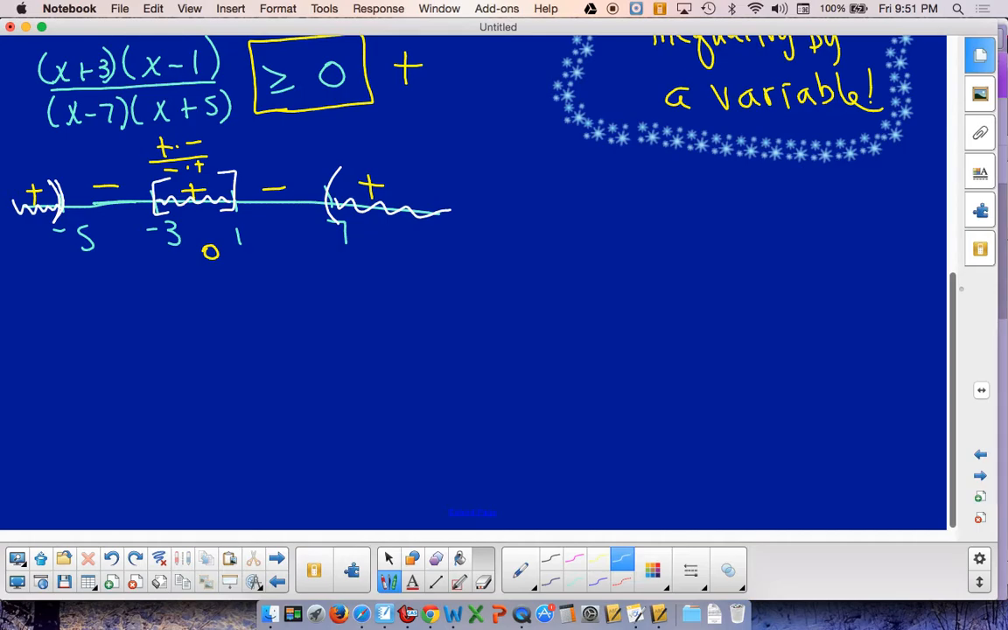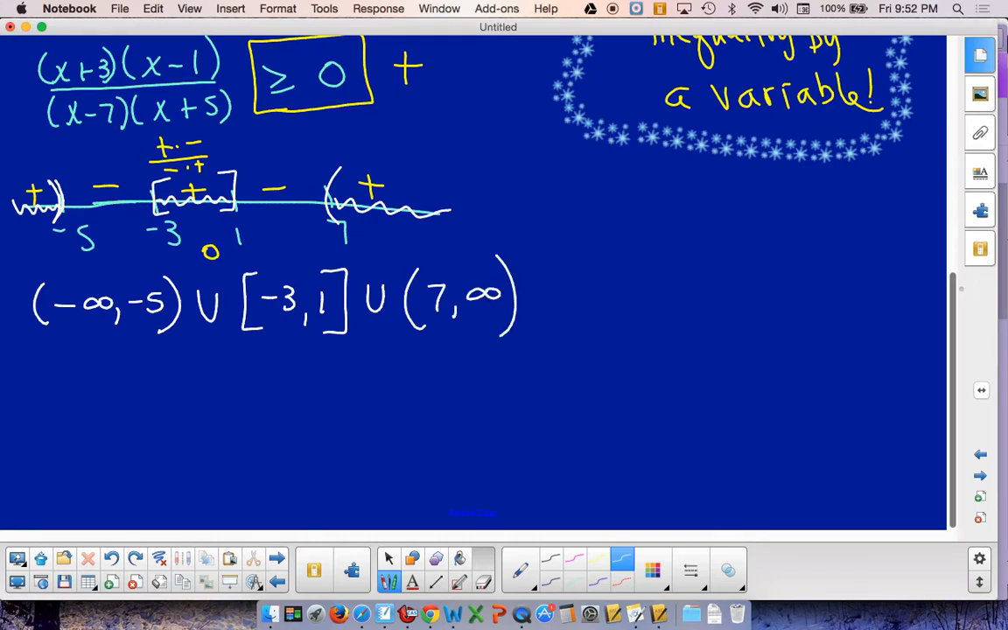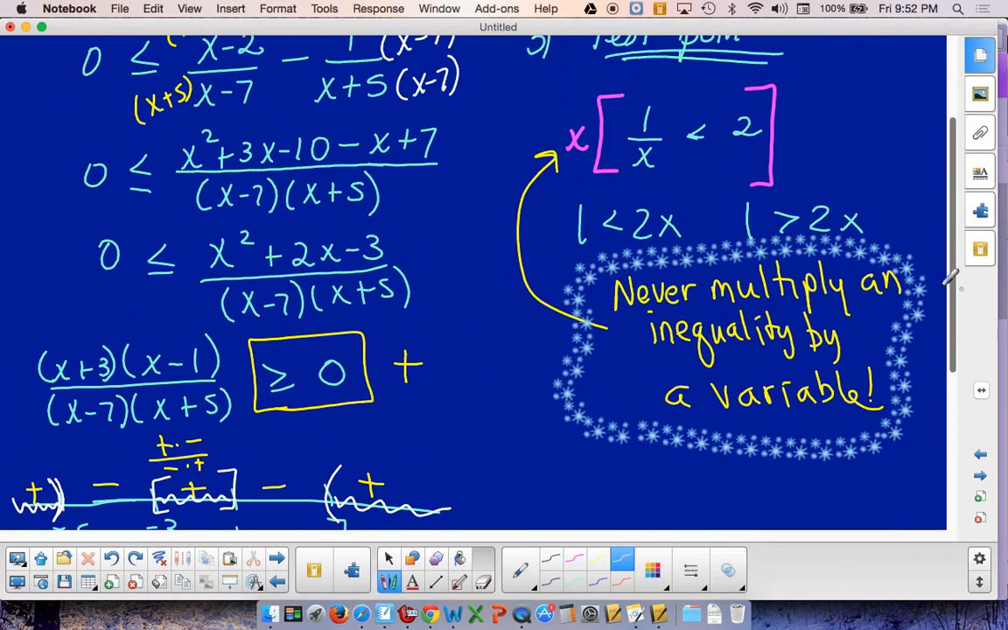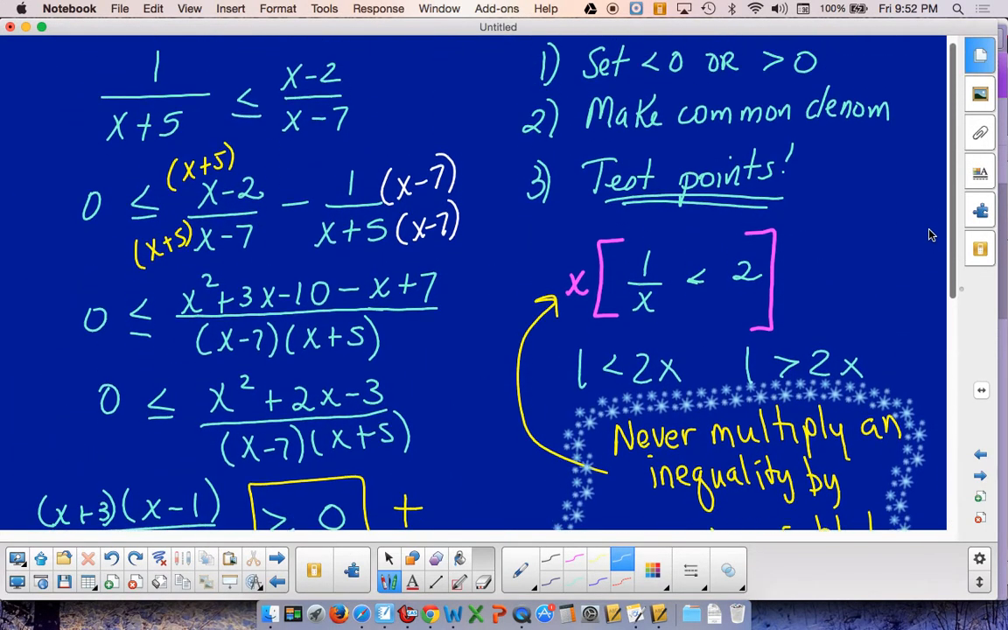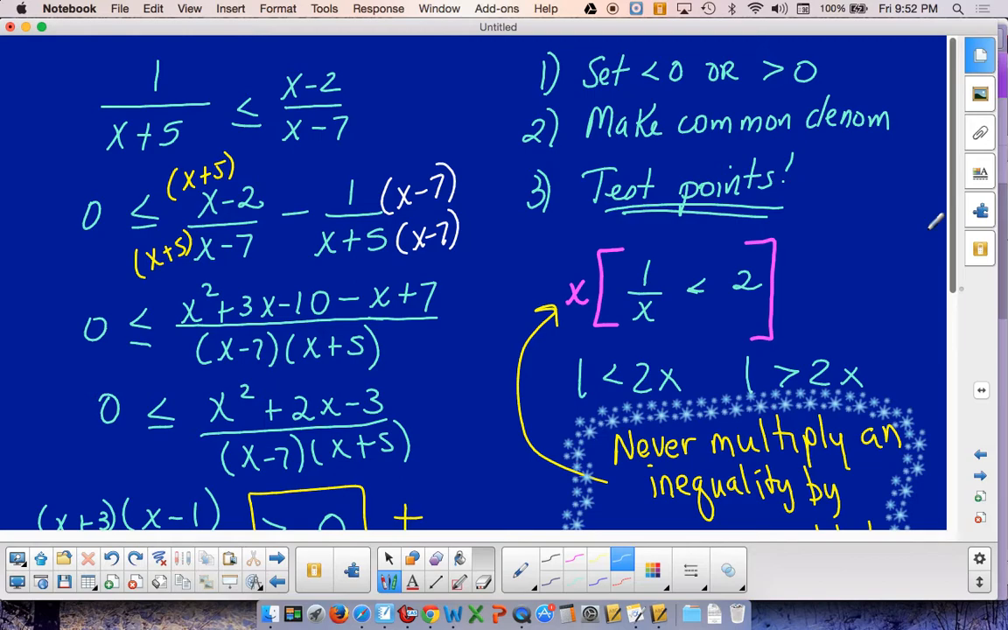Finally, then, you're going to write out your final answer in interval notation. So we'd have negative infinity to negative 5 parenthesis, unioned with negative 3 to positive 1 bracket, unioned with 7 to infinity parenthesis again. And so that is quite a solution with a lot of parts. It's not that difficult. I did a more challenging one here so you could see one with a little more challenge. If you simply will follow these steps without fail and obey them without fail, you'll be fine.